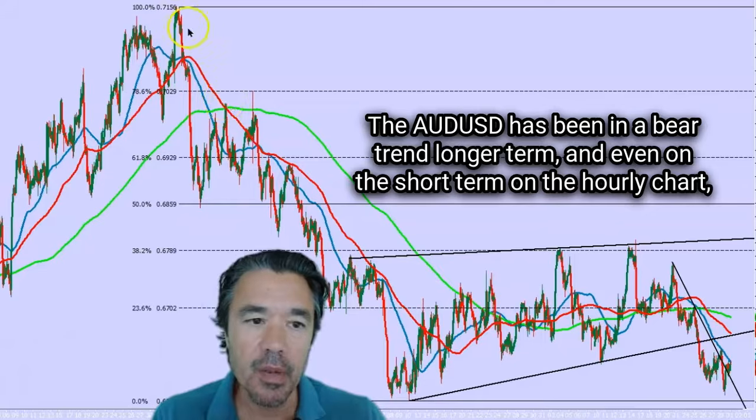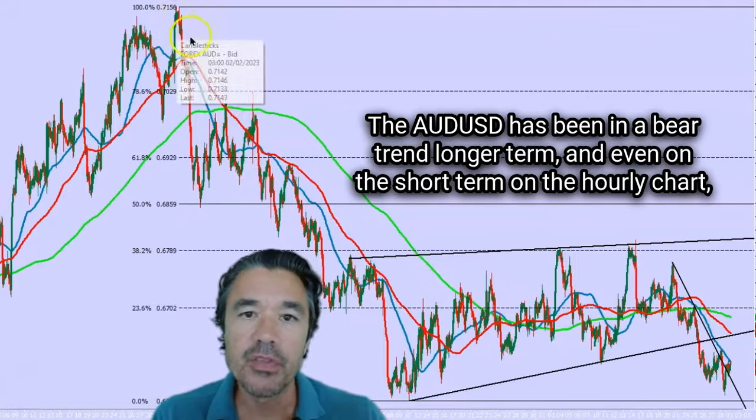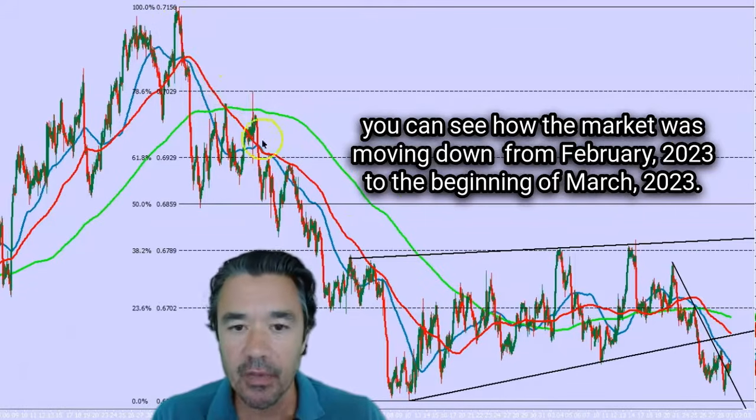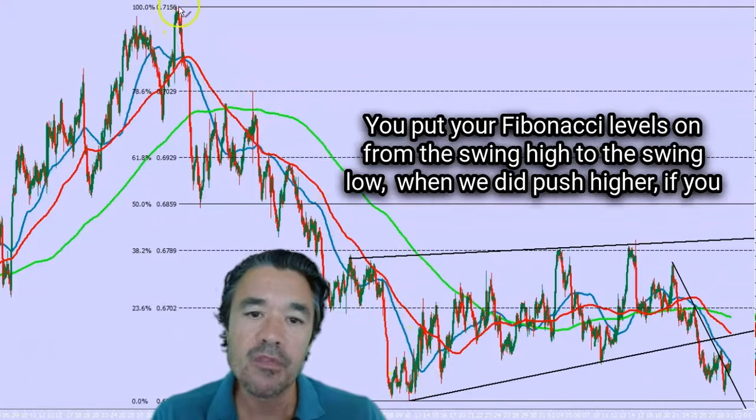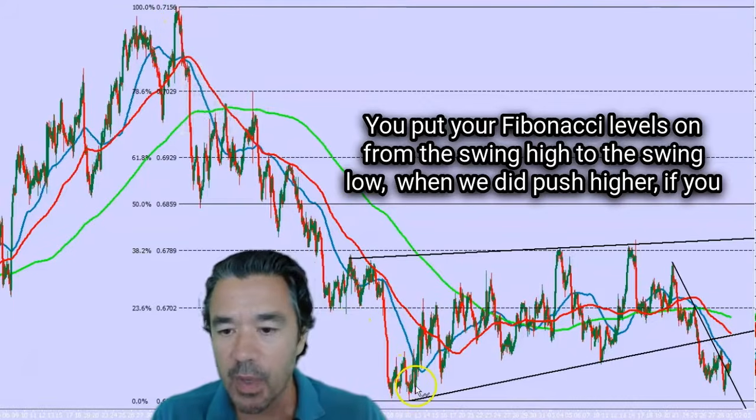The Aussie dollar has been in a bear trend longer term. And even on the short term, on the hourly chart, you can see how the market was moving down from February 2023 to the beginning of March 2023. You put your fib levels on from the swing high to the swing low.